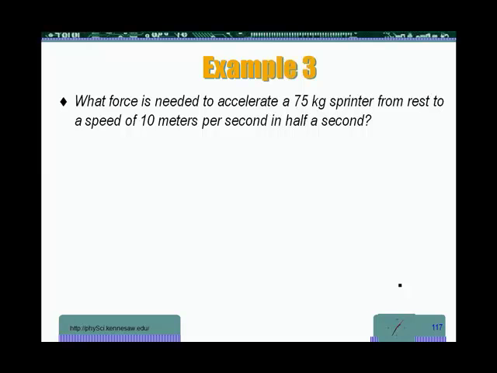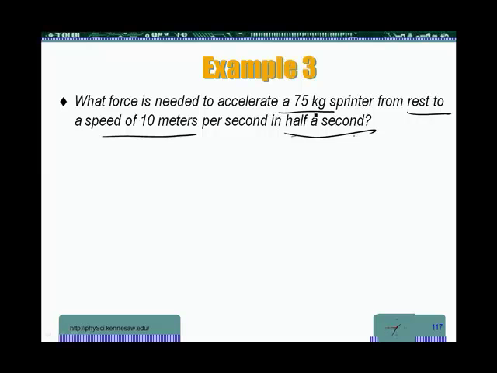Okay, this is even a little more complicated. What force is needed to accelerate a sprinter from rest to a speed of 10 meters per second in half a second? So we have several things given. This is probably going to be more complicated than any homework problem that I will give you. If I give you something like this in a test, it will be broken down. What is the acceleration and then what is the force? Now, but here, since I'm the one working it, I can handle it.